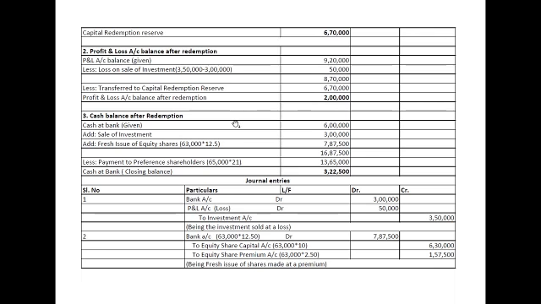Then the cash balance after the redemption, that we will discuss after giving the journal entries when we go for preparing the final balance sheet. So the new balance of cash at bank will be calculated as follows.